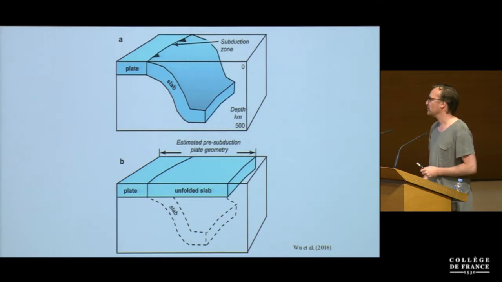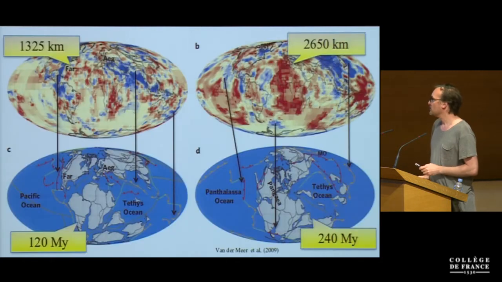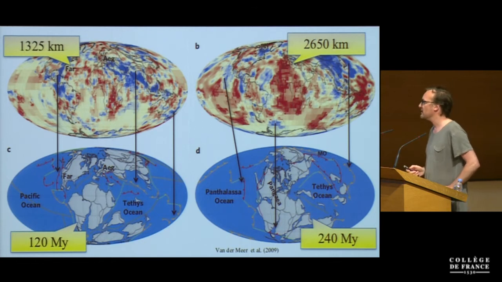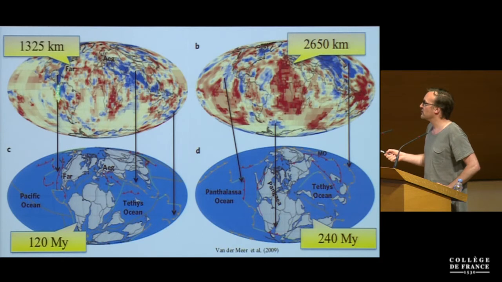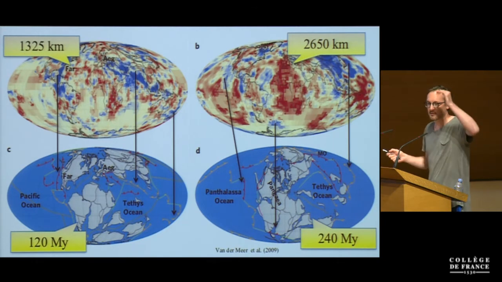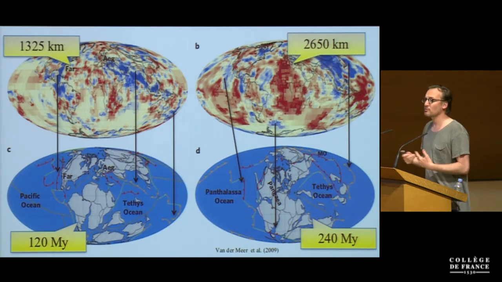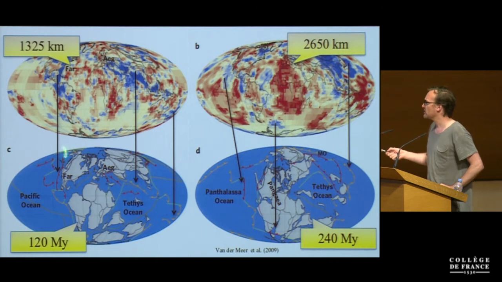So here we use the geometry of slabs inside the shallow mantle. Some people have been going even deeper. This is the work of Van der Meer that you see. The idea here is that slabs sink vertically. So if you identify in a tomographic model, this is one here at 1,325 kilometers, a blue area, it corresponds to a slab that has sunk for some time, so you have to assume a sinking velocity, and then you can reconstruct the slab position at 120 million years ago.